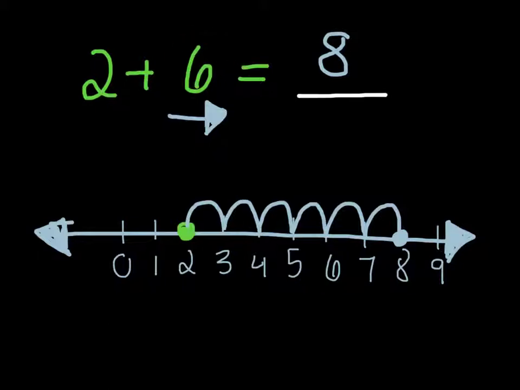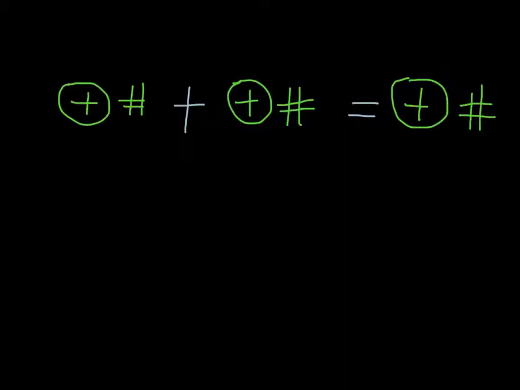So here you can see I have moved 1, 2, 3, 4, 5, 6 units to the right and land on the number 8. This tells me that 2 plus 6 equals 8. So in this example, again, I was able to use the number line to complete the operation of adding two positive numbers. It's important to notice that when you have one positive number and you add it to another positive number, your answer will always be a positive number.